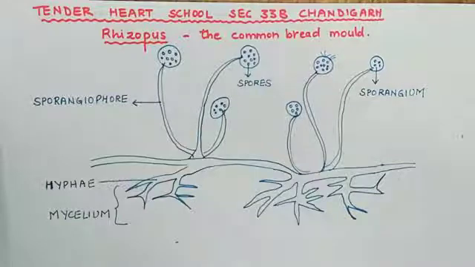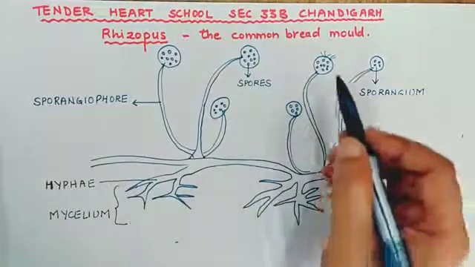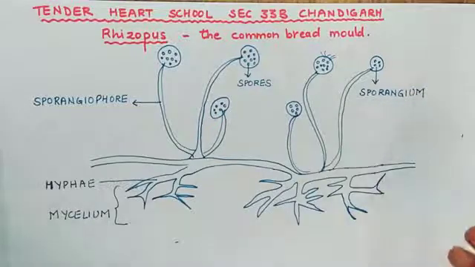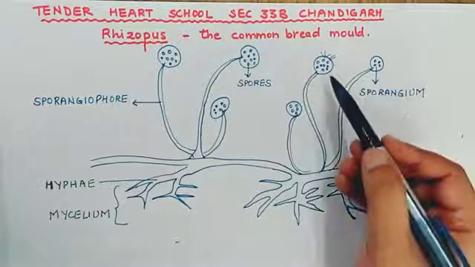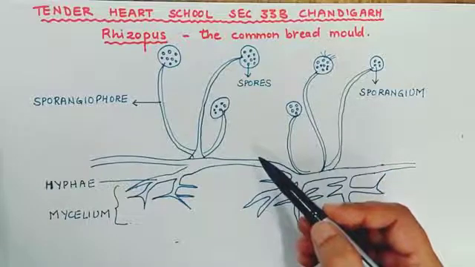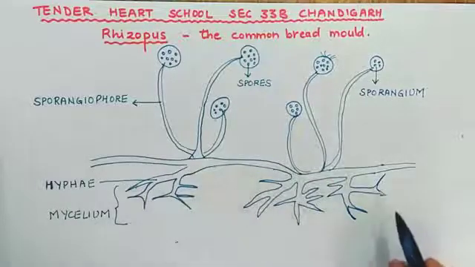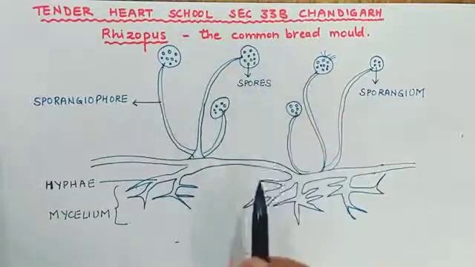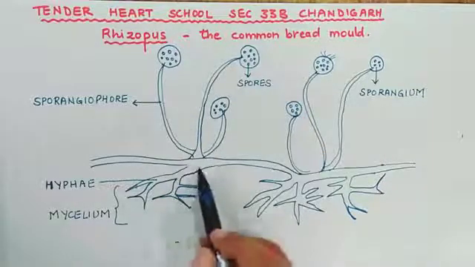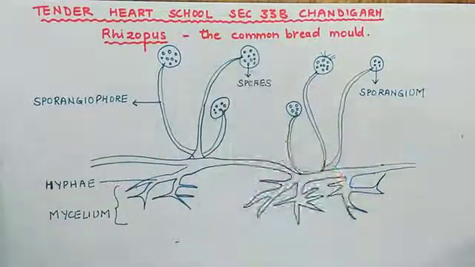So all these spores, when they get the favorable conditions, they germinate and they produce new hyphae and mycelium. Let us say you have kept some stale bread outside. When these spores get onto the stale bread, they get the food, they get the favorable conditions, and they start germinating and forming the hyphae and mycelium. So this way new Rhizopus will be formed, the hyphae slowly, mycelium, then sporangiophore, sporangium, and the spores again will be formed.